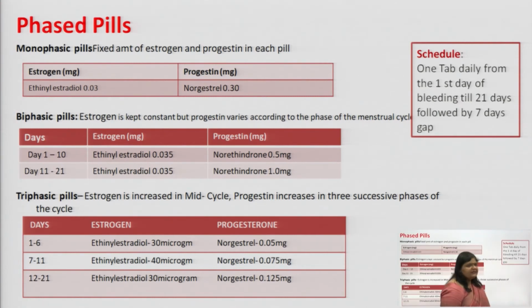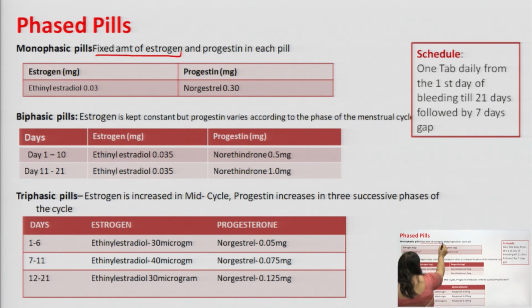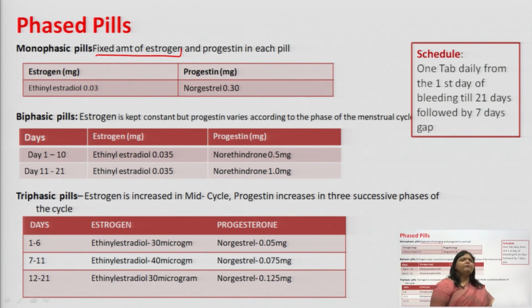Then we have the phased pills. Phased pills जो हैं, they are various amounts. In this case, a fixed amount of estrogen is there, but the progesterone जो है, जो progestin है, उसको हम वेरी करते रहते हैं उसके अमाउंट को depending upon the phase of the menstrual cycle. So, in monophasic we have the estrogen, which is ethinyl estradiol, and this is the norgestrel. Monophasic हो गया, जहाँ केवल एक phase है, norgestrel हमने दे दिया progestin.